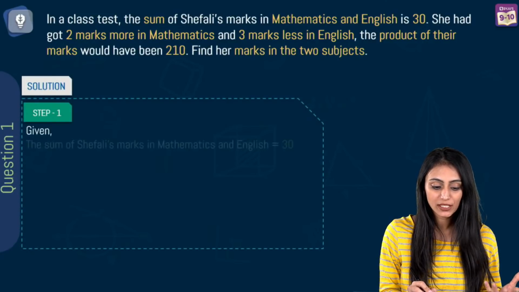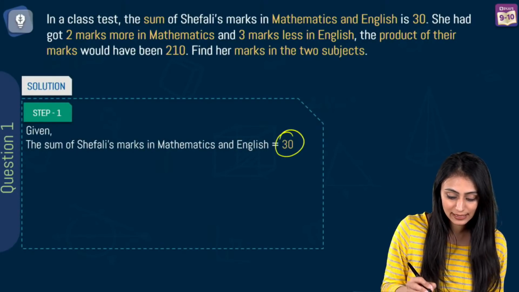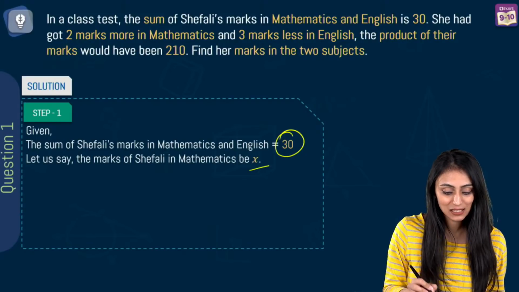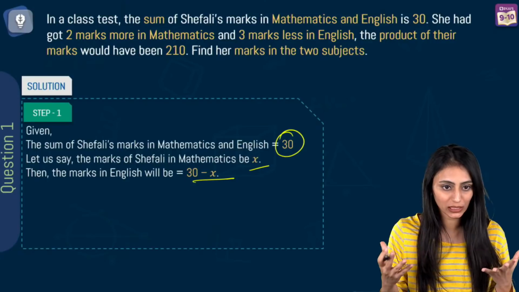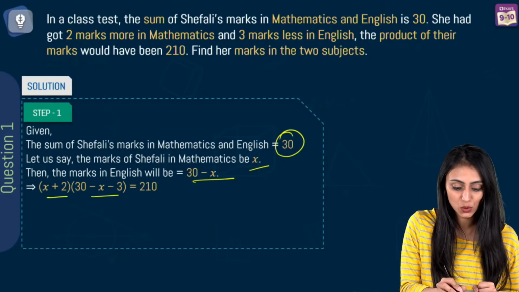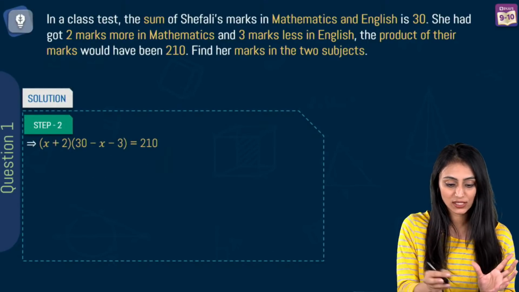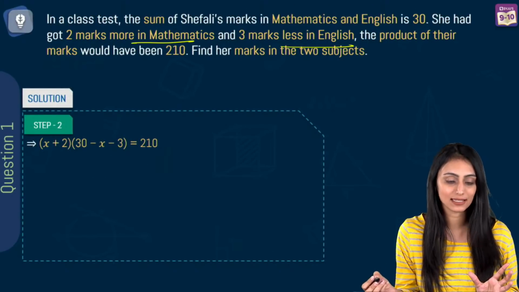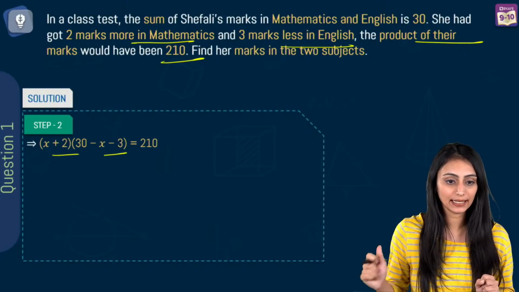So what we will do here is, first of all, let's say the marks that she got in both the subjects, it's given that it is 30. Let's say she got X marks in mathematics. So obviously in English it's going to be 30 minus X because total is 30. So what we can say here is it's going to be X plus 2, 30 minus X minus 3 equals to 210, right? Because question says 2 marks more in mathematics, 3 marks less in English. This is what we have done. And then the product is equals to 210.